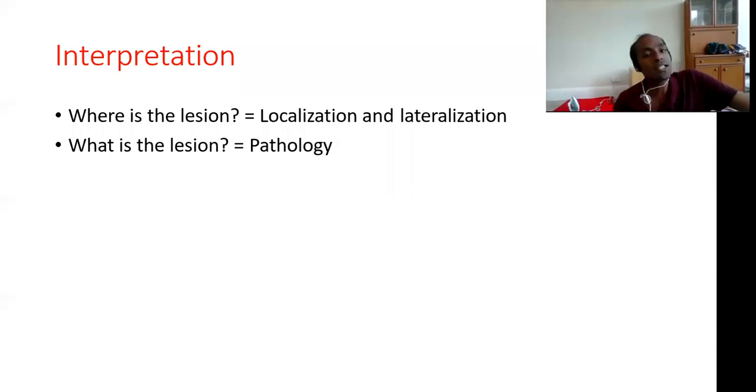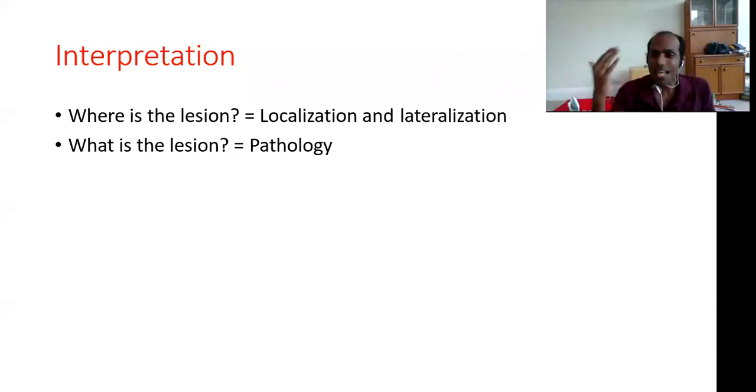You have to first discuss where the lesion is. Now, where the lesion is means localization. So, localization is where in the nervous system is this lesion? Is it in the brainstem? Is it in the muscle or spinal cord or whatever? Right? Localization. Lateralization means whether it's on the left side or the right side. So the question where is the lesion has two subcomponents that you need to answer. One is localization, where exactly the lesion is in the nervous system. And then lateralization means what side, is it left or right?